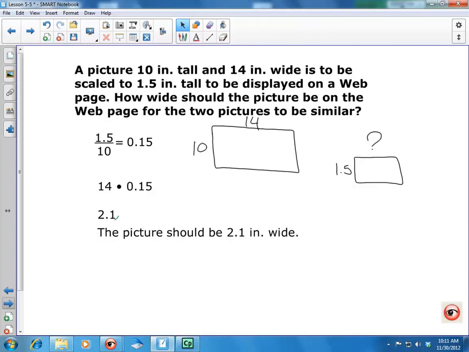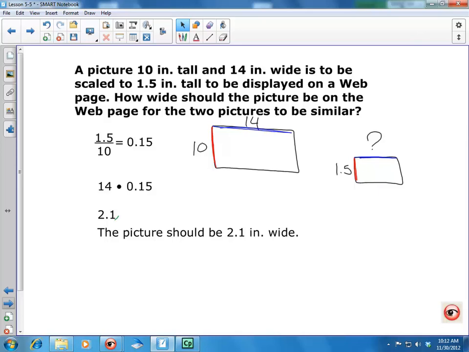Okay? So in order to figure this out, they showed what you could do. They're going to figure out the length of this side by finding the scale factor. So this number right here, we divided by 10 to get something. That's our scale factor. What they did is 1.5 divided by 10, which gave us 0.15. That would be our scale factor right there, 0.15. Then they took 14, which was this side right here, multiplied it times 0.15, and that'll give you your missing side, which is 0.21.